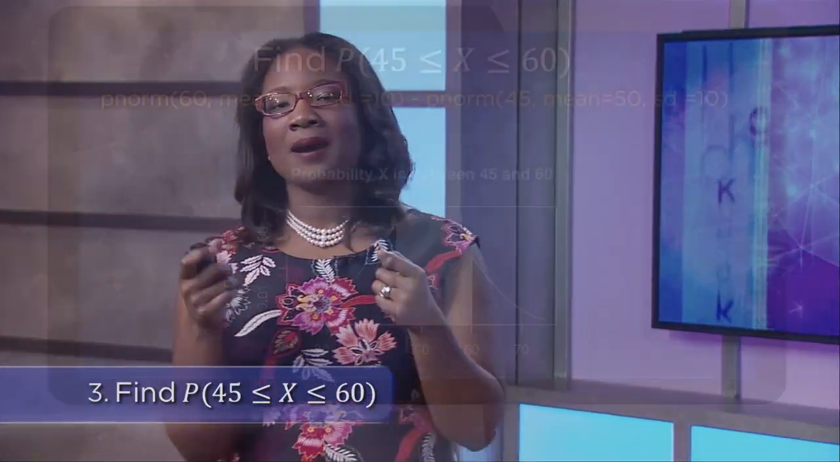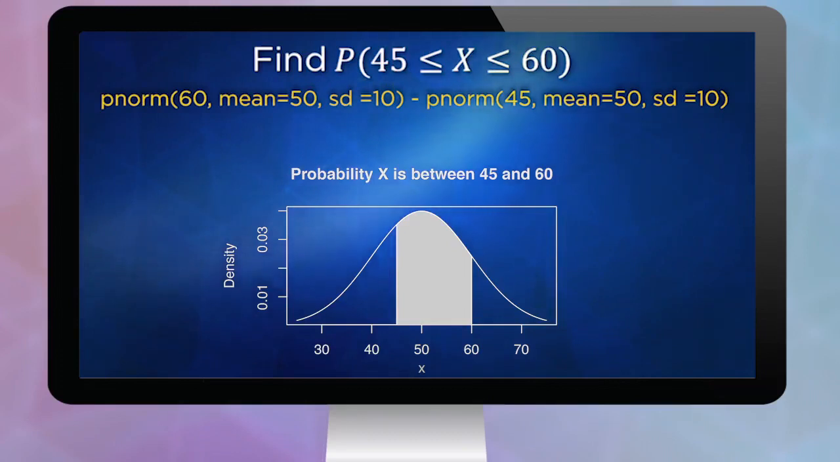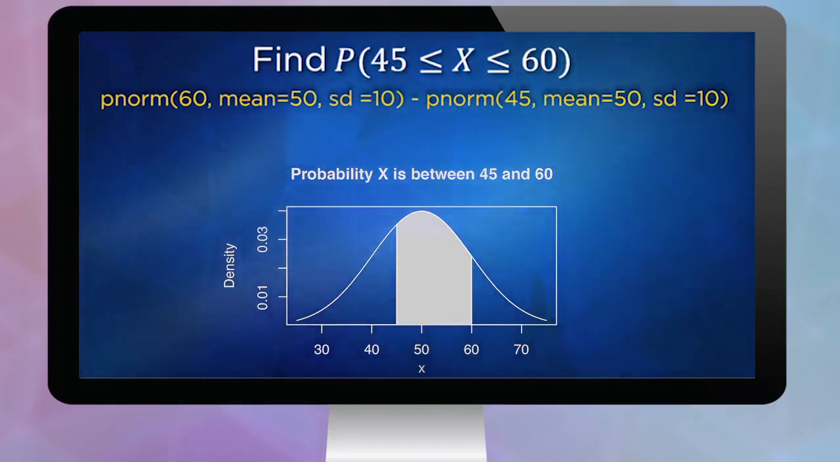Okay, what about this one? Can you find the probability that x is between 45 and 60? Again, we're going to use p-norm to calculate this probability. So now we have to subtract the probability of those endpoints. So p-norm of 60 minus p-norm of 45 with the corresponding means and standard deviations. That gives us a probability of about 53%.